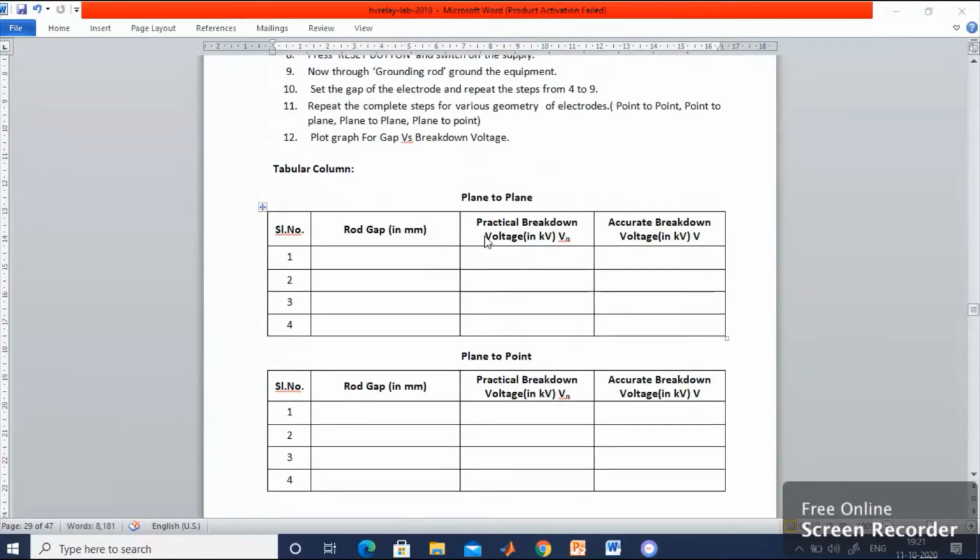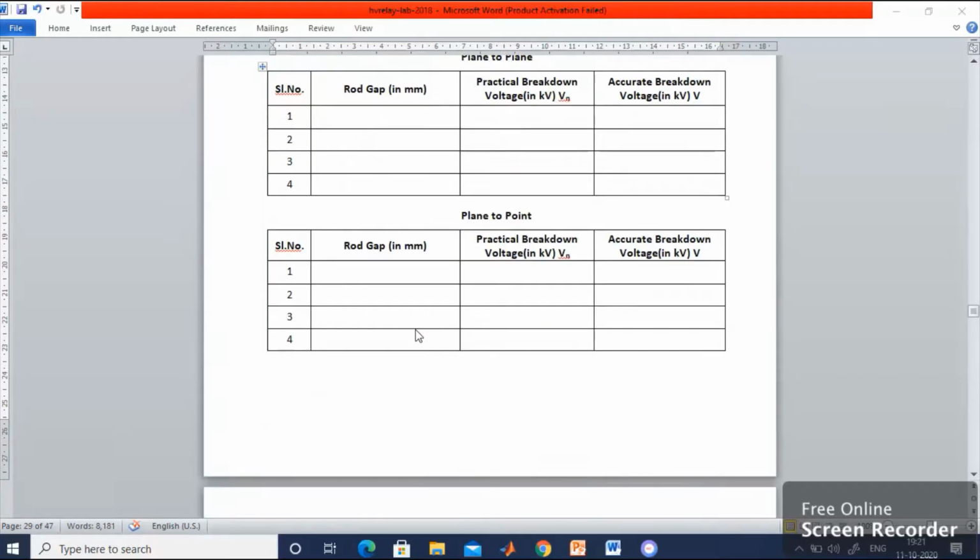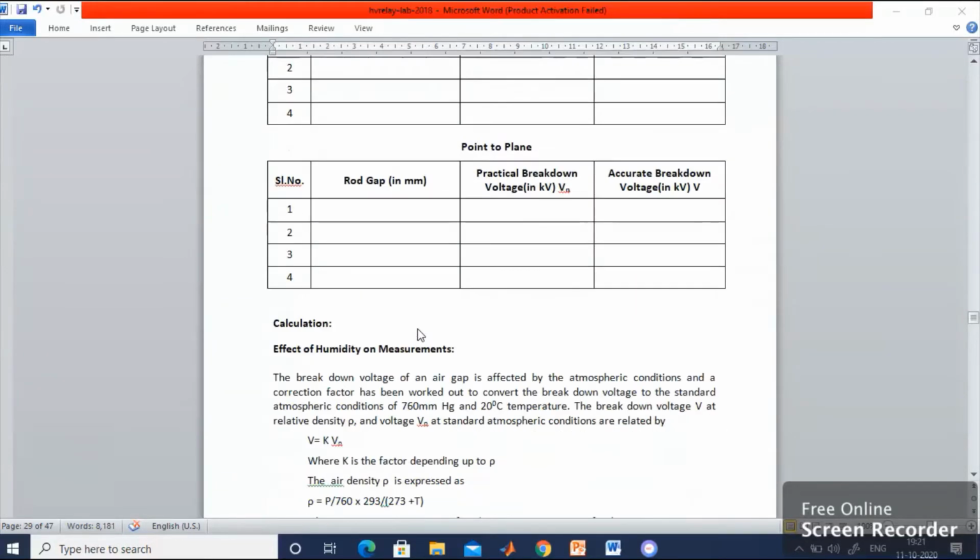In each case, we are going to determine the practical breakdown voltage. After considering the air density correction factor, you are going to measure the accurate value of breakdown voltage. So that is the exact procedure or exact aim we are supposed to perform. Okay, that's the main theme of the experiment.